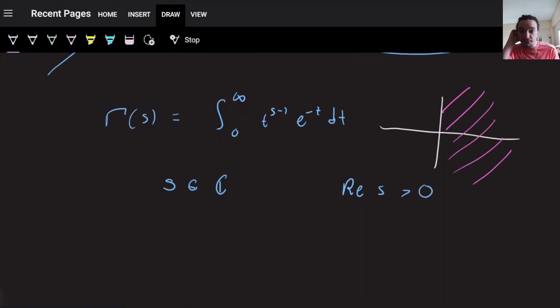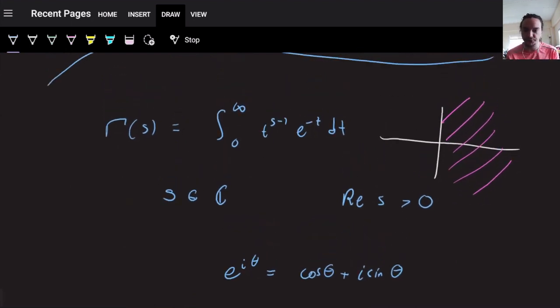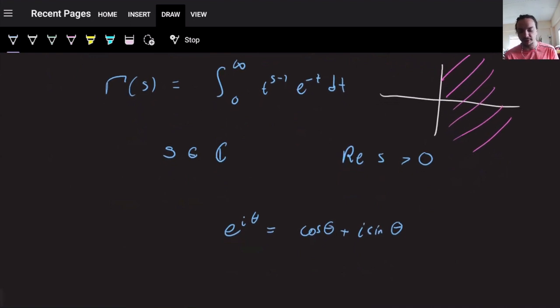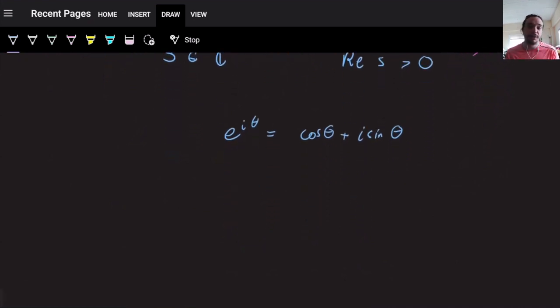Okay? So as long as you know what it means to exponentiate by a complex number using Euler's formula, then remember Euler's formula says that e to the i theta is equal to cosine theta plus i sine theta. As long as you use that formula, you can make sense of the gamma function for complex numbers whose real part is greater than 0. Okay, but it turns out that we can make sense of the gamma function for even more complex numbers than that. So the gamma function has something called an analytic continuation.